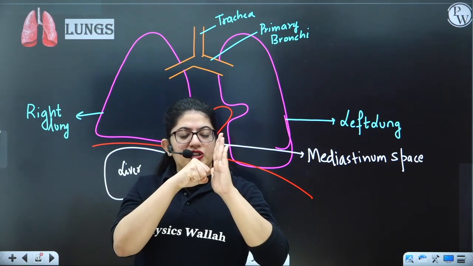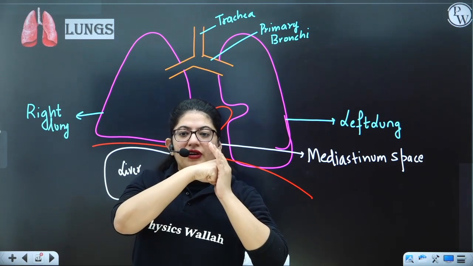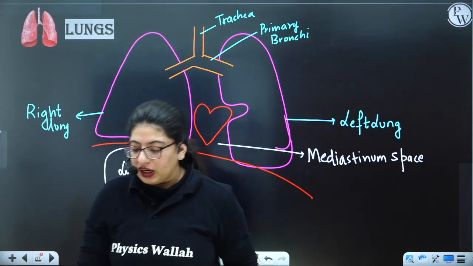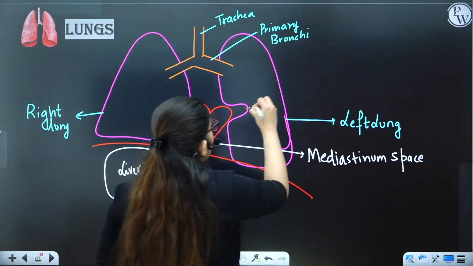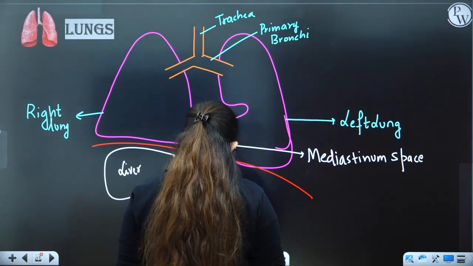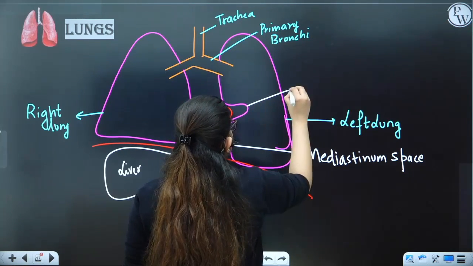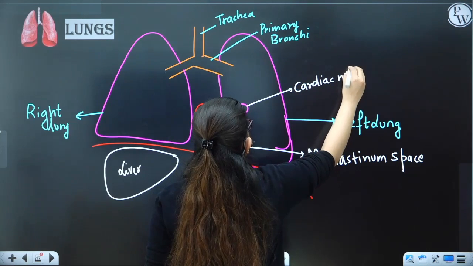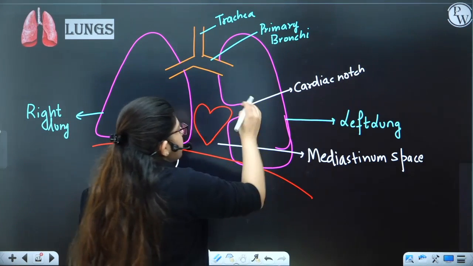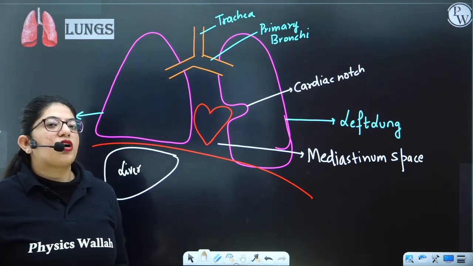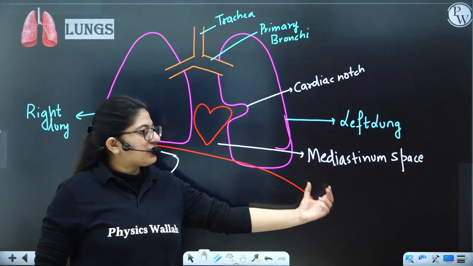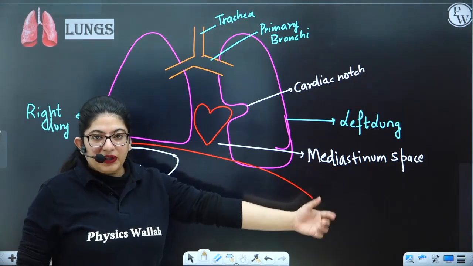Now heart is pushing this structure. This structure will form a depression, right? Somehow this structure will form a depression. So this depression is known as cardiac notch. Call it as cardiac notch. So this depression on the lung is known as cardiac notch. Fine. So this is depression on the left lung to accommodate the heart. But otherwise, heart is present in between the lungs in the center. That's the mediastinum space.